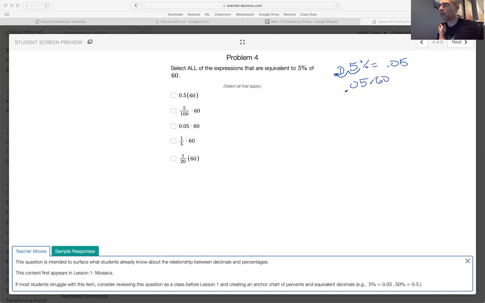So the first one that comes to mind is 0.05 times 60. That's for sure 5% of 60. So I'm looking for that one. And that's right here. Nope, I almost made a mistake. It's 0.5 instead of 0.05. So that's a trick one. Here we go, 0.05 times 60. And then the next thing I notice is that in my decimal 0.05, the 5 is in the hundredths spot. Right, 5%, 5 hundredths, it means the same thing. And so I've got a fraction here, 5 hundredths times 60, it's the same thing.